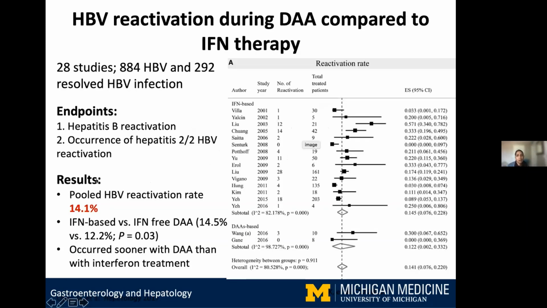So there have been now a number of studies looking at DAAs compared to the old interferon treatments in terms of risk of reactivation. The pooled Hep B reactivation rate was around 14%. It was 14% in interferon and 12.2% in interferon-free DAAs. It occurred sooner with DAAs. So just something to keep in mind.